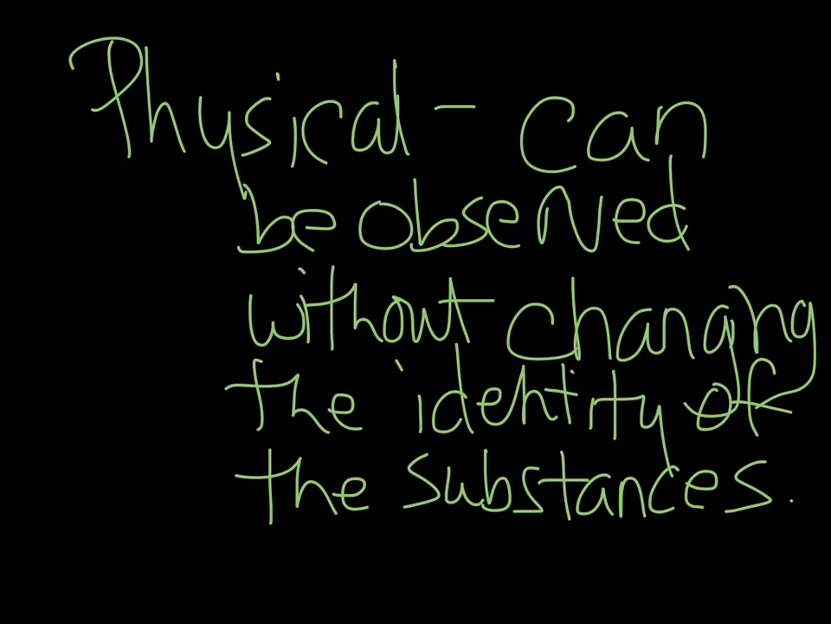So let's talk about a couple of these changes in physical properties, right? I can stretch a rubber band. Is that changing the physical properties of it, or the identity of the substance? No, it's still the same identity of that substance. It's still a rubber band. I'm just changing its physical properties. Mass and volume are two physical properties, right? Measuring these properties doesn't change the substance. They're still going to be the same.